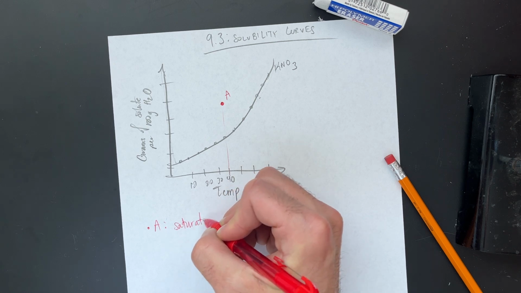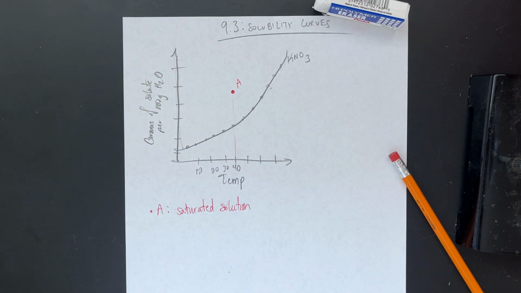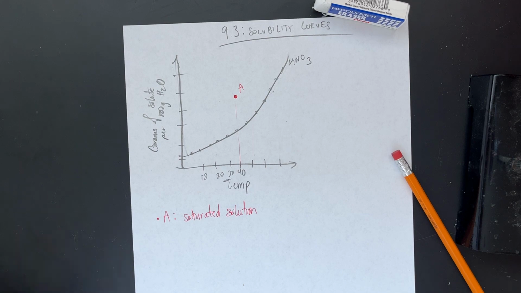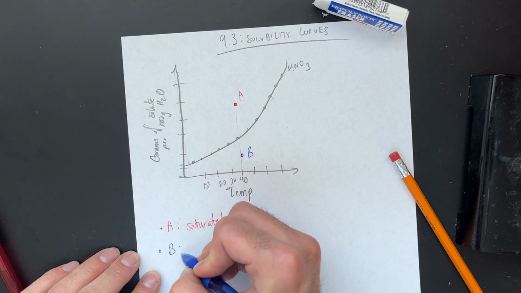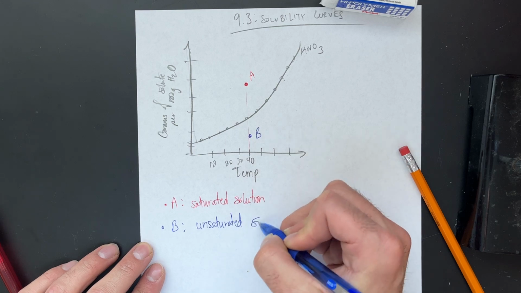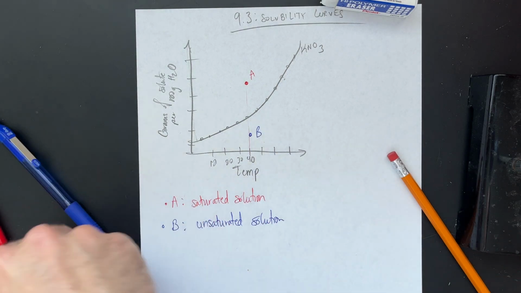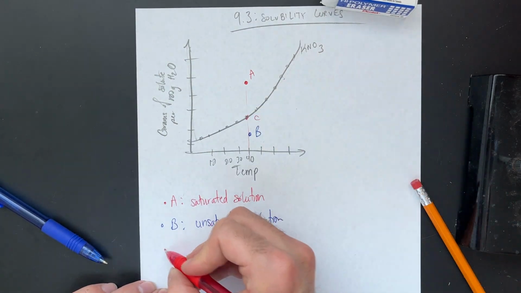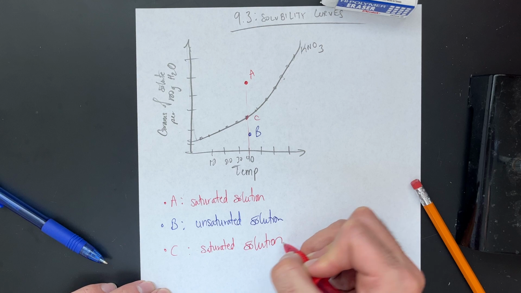saturated. We would have a saturated solution, and that's because we have put more than the maximum amount of solute that can be dissolved at that temperature for that substance, right? And so that is a saturated solution. Versus B is an example of an unsaturated solution. We have put less than the maximum amount. Versus, lastly, C is also a saturated solution because we have put exactly the maximum.